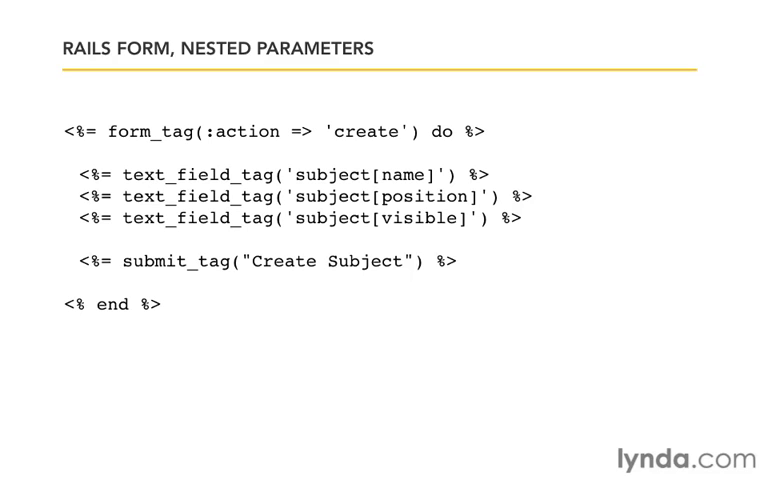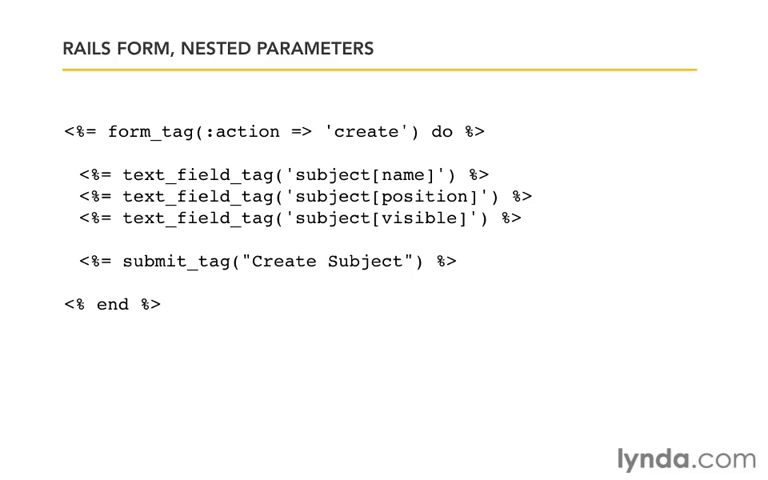In between now, instead of just having HTML, I'm also going to use a couple of other helpers. The text field tag will take care of outputting the text field for me, and I just have to tell it what I want this text field to be called. Subject name, subject position, subject visible. And then look at that submit tag. That really saves us a lot of typing. I always have a hard time remembering what a submit tag structure looks like. Now I can just type submit tag and what text I want to go on that button. So you can see that we've saved ourselves a lot of typing, and we've been able to do it in a very Ruby sort of way.